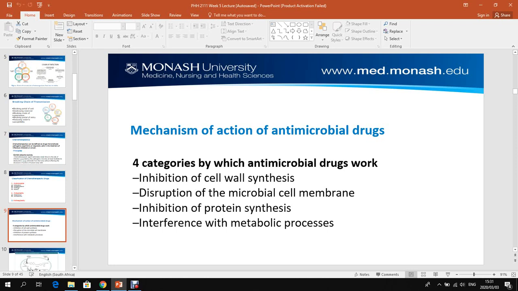The third category is what we call drugs that inhibit protein synthesis. As you know, protein synthesis is an important biochemical process in every living organism. So by targeting the pathways that synthesize these proteins, by inhibiting those processes, you actually eliminate such organisms. And the last one is interfering with metabolic processes. Metabolic processes are pathways that metabolize, for example, certain foods within the cells.